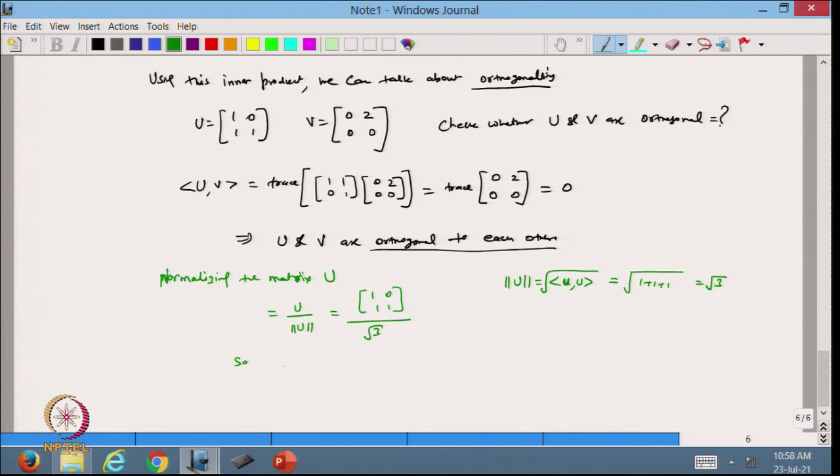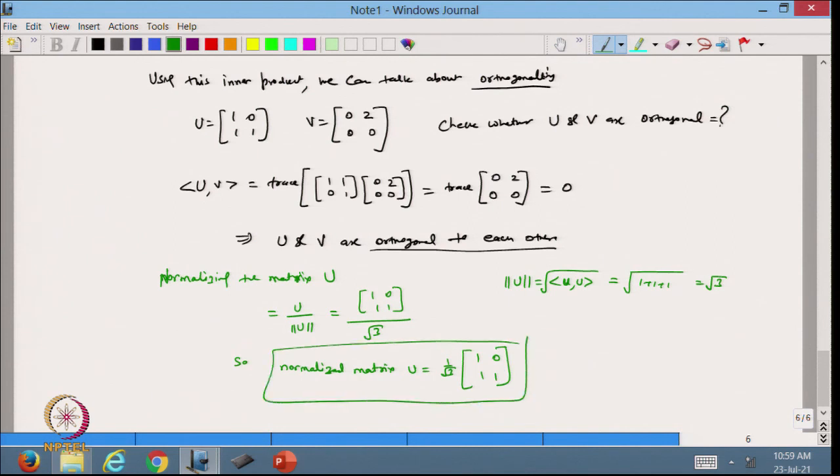So from here I will get this matrix. The normalized matrix U is 1 by root 3 times the matrix 1 0 1 1. This is the way we are able to do this normalization. Now if you take its norm, then it will be equal to 1. So this way we are able to find how we can define two matrices as orthogonal to each other and how we can normalize a matrix.